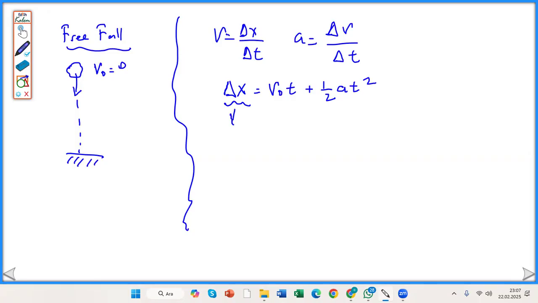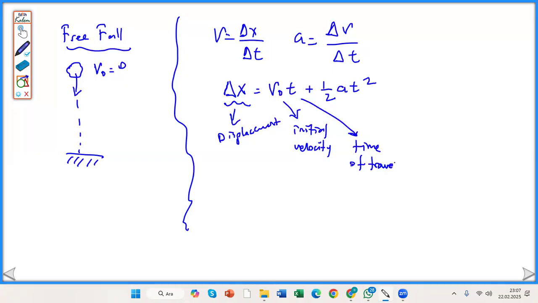Here delta x is displacement, V0 is the initial velocity, t is the time of travel, and a is the acceleration of the motion. Okay.